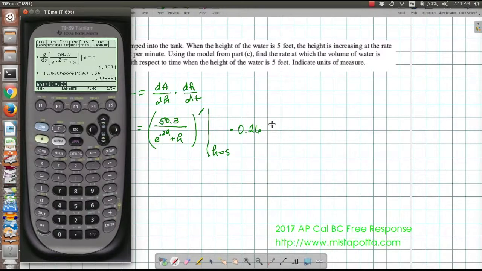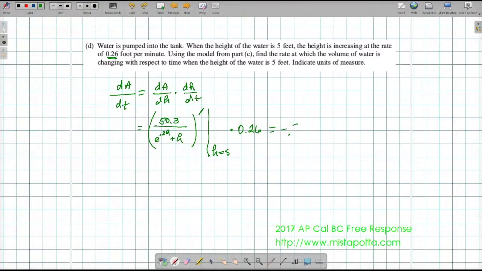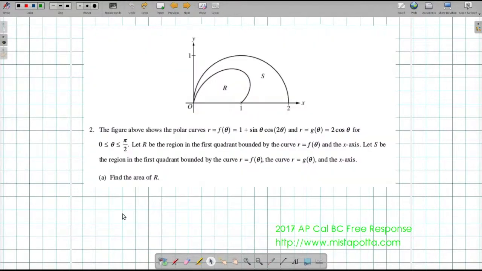And so I end up getting negative 0.338884. So negative 0.339. And again, they're asking us for our units of measure. Keep in mind that this is a change in area with respect to time. So this is going to be square feet per minute. So that's question 1.